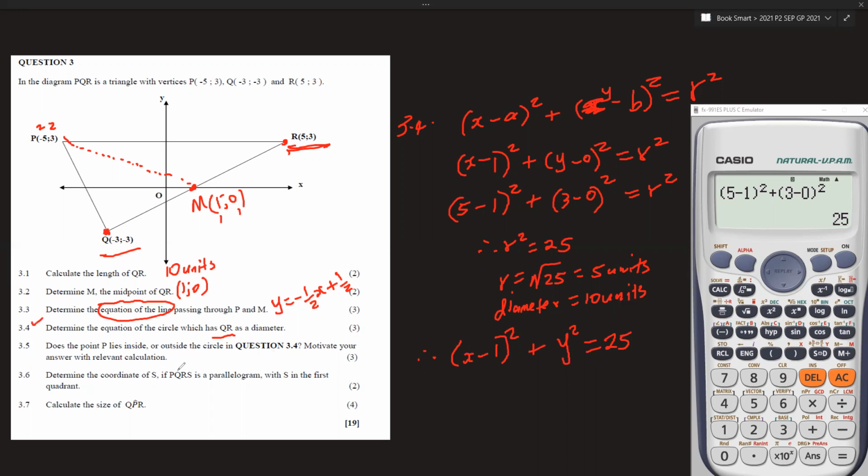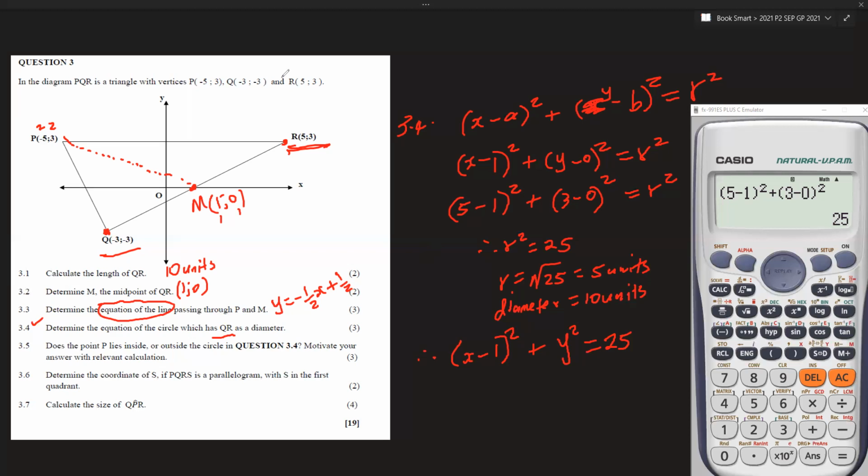Perfect. So now we can go to 3.5. Okay, 3.5. They say, does P lie inside or outside the circle? Motivate your answer with a relevant calculation. So ladies and gentlemen, I'm going to show you my idea about this question. First, before we start.